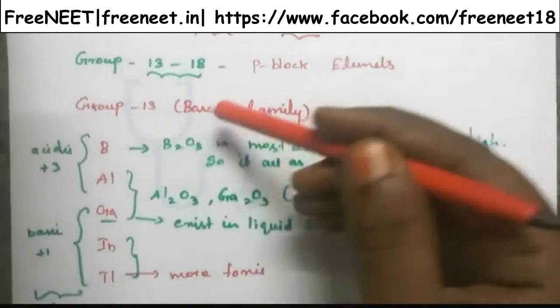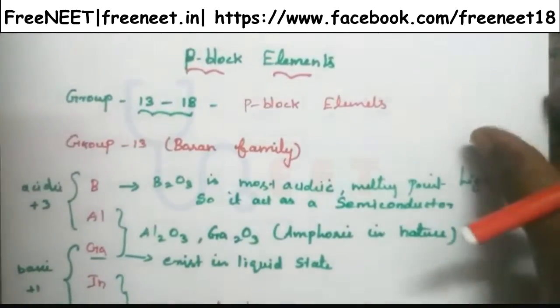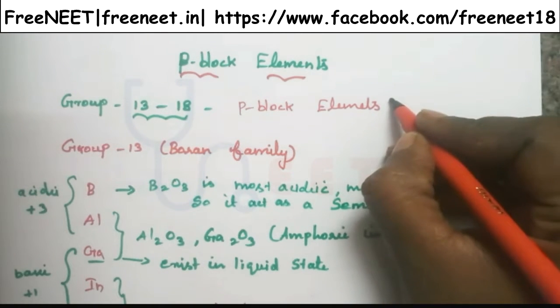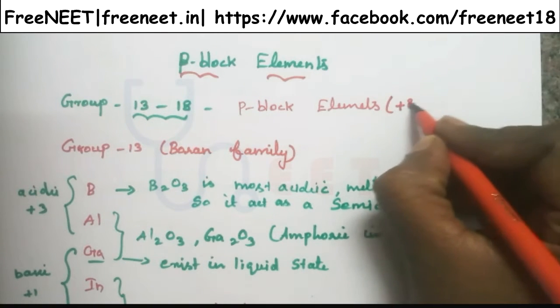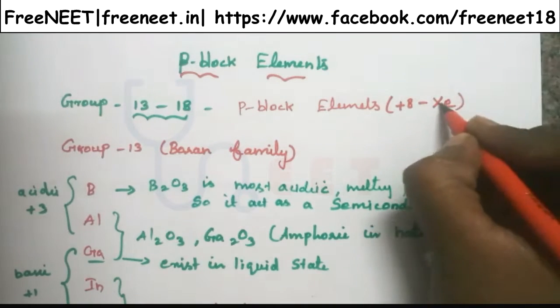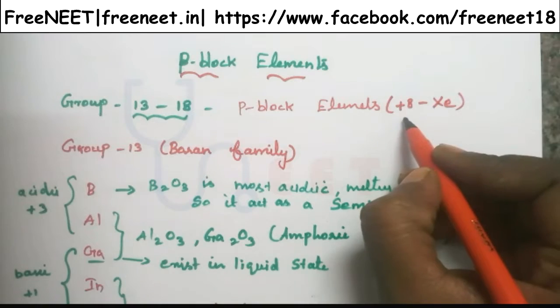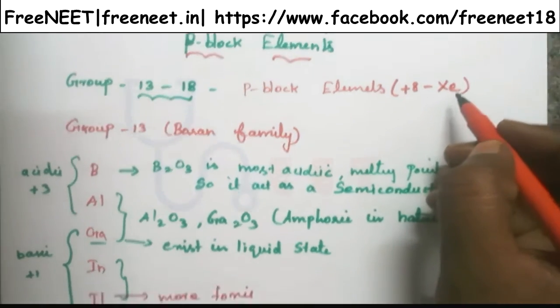Here, group 13 contains, in general, p block elements. They have a highest oxidation state, which is +8, xenon. p block elements only have a highest oxidation state of +8. The element name is xenon.